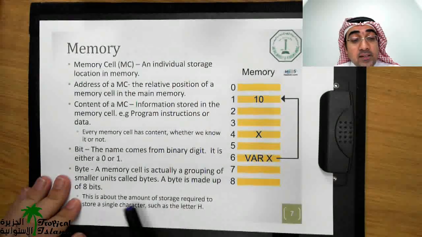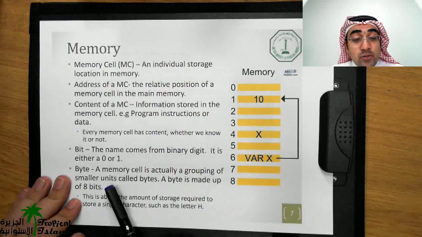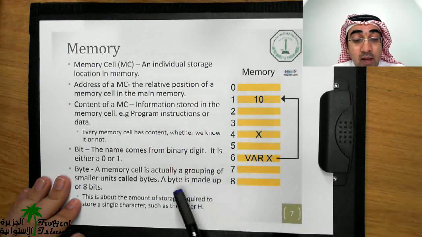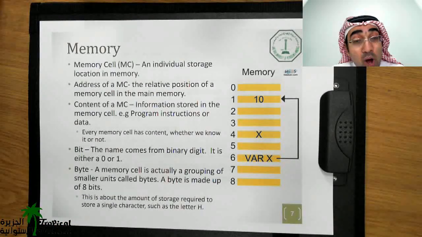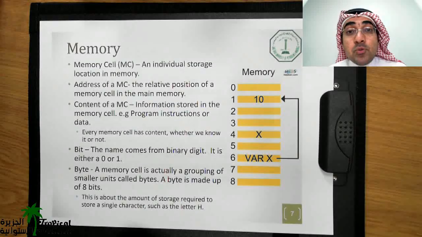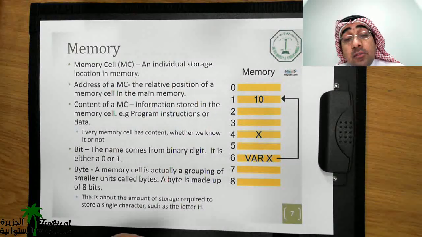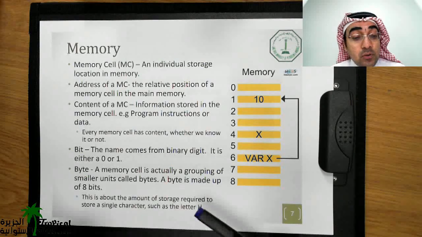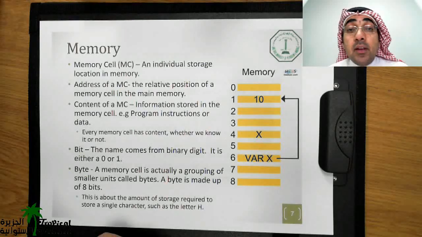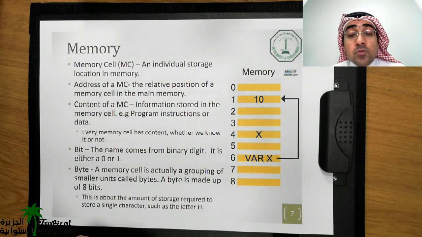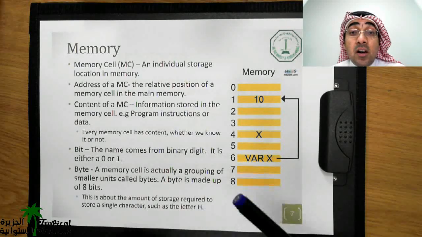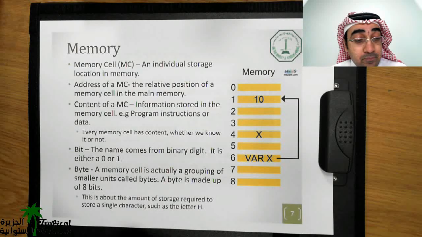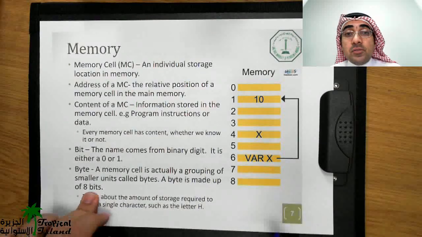A byte, on the other hand, is a memory cell that is actually a group of smaller units called bits. A byte is made of 8 bits. Why did they actually select 8 bits to represent a byte? The reason is that when they started the computer, they looked at all the alphabets that they have to represent, and they gave each alphabet a number: A a number, B a number, C a number, and they counted how many they wanted. So it turned out they needed 8 bits, which is 128.